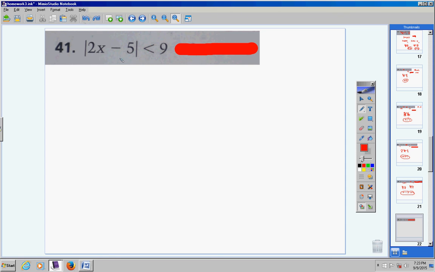So you bring down the inside of the absolute value and put it right in the middle. Then you bring down your arrows and point them to the left. Bring down your 9, put it here, and then put a negative 9 over here, and then solve. It's that easy. So we want to get x all by itself.